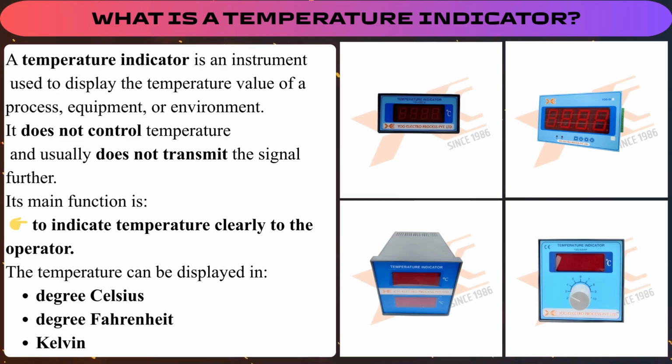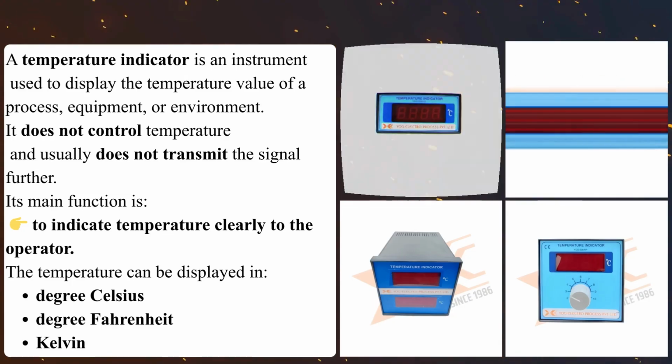A temperature indicator is an instrument used to display the temperature value of a process, equipment, or environment. It does not control temperature and usually does not transmit the signal further. Its main function is to indicate temperature clearly to the operator. The temperature can be displayed in degree Celsius, degree Fahrenheit, Kelvin.